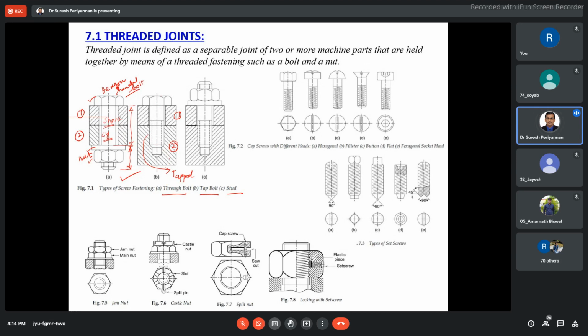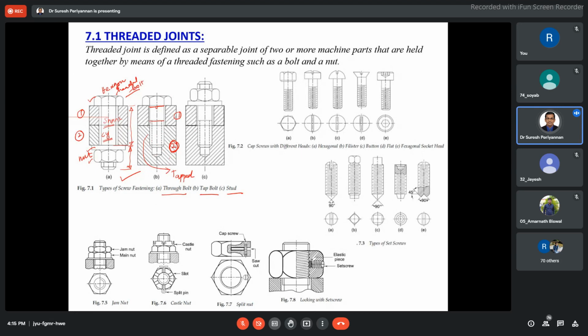Now I come to the stud. Here also, this is the region where there won't be any thread. It looks like a sunk region. The threaded portion is going to be here. I mean, at least one of the components must have a threaded portion. Then only can we use a tap bolt for joining the two components securely.